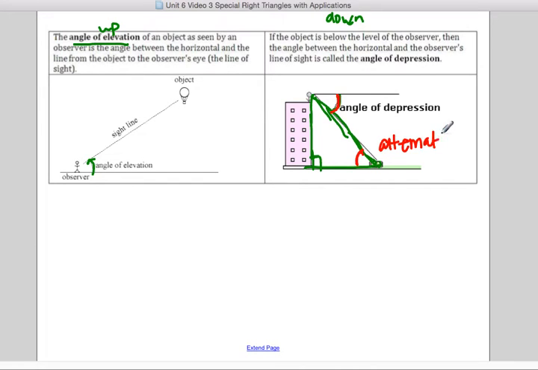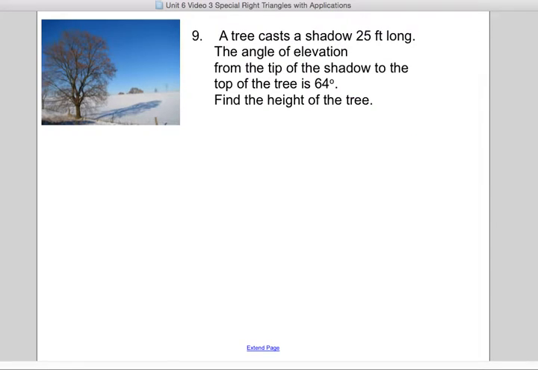So if you know your angle of depression, you also know that this angle in your triangle, they are the same value, same angle. Okay, so let's look at some problems that have angle of depression and elevation.